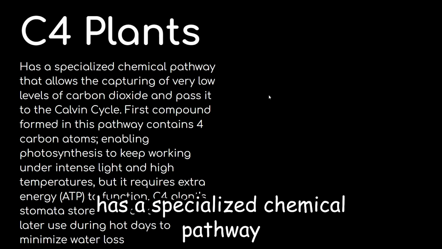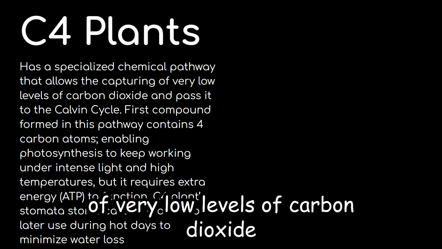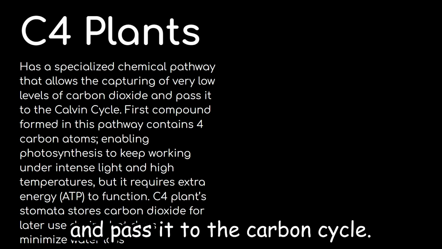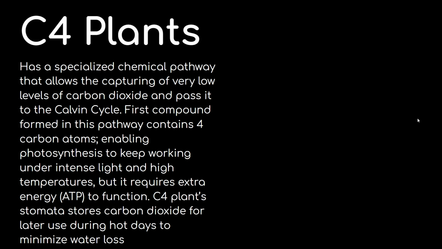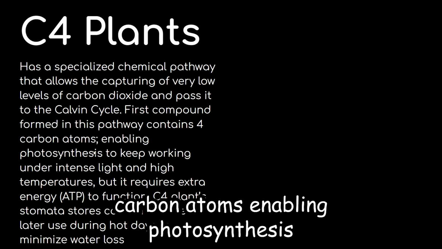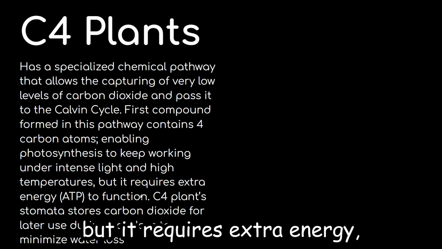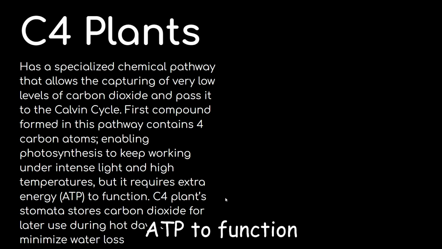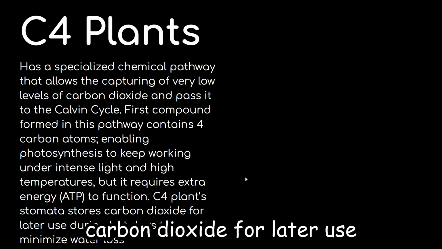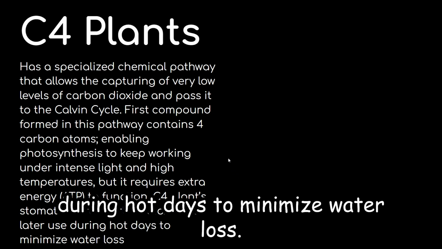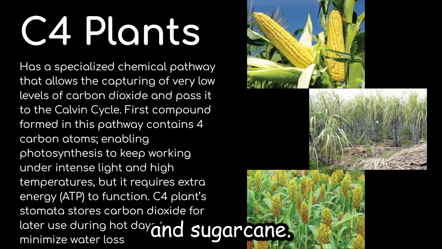And C4 plants have a specialized chemical pathway that allows the capturing of very low levels of carbon dioxide and passes it to the Calvin cycle. The first compounds formed in this pathway contain 4 carbon atoms, enabling photosynthesis to keep working under intense light and high temperatures, but it requires extra energy, ATP, to function. C4 plant stomata store carbon dioxide for later use during hot days to minimize water loss. Good examples of these are corn and sugarcane.